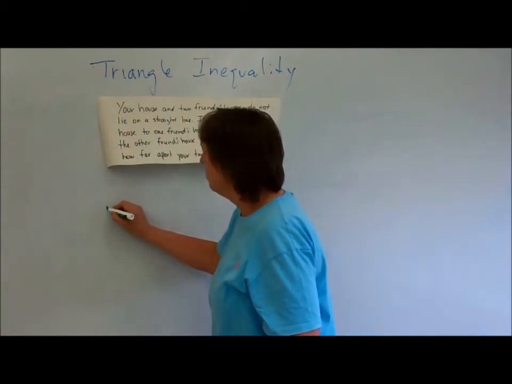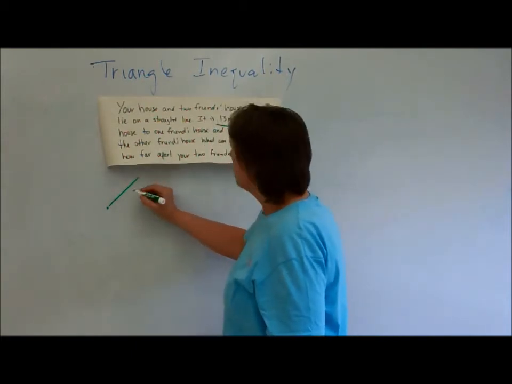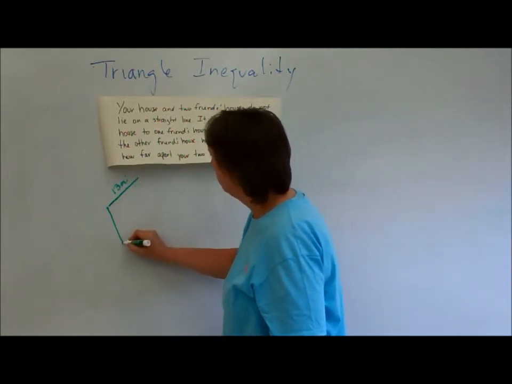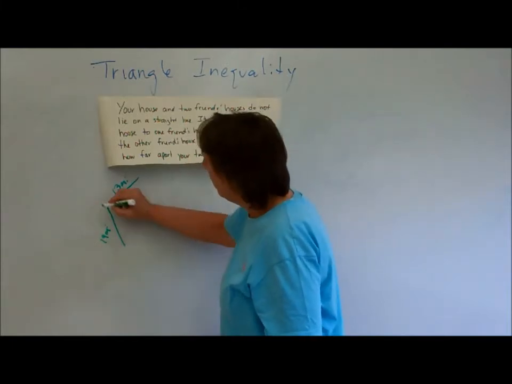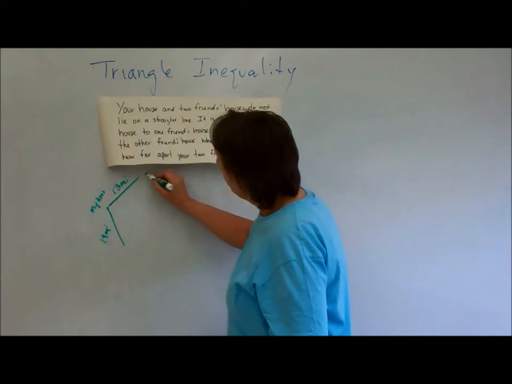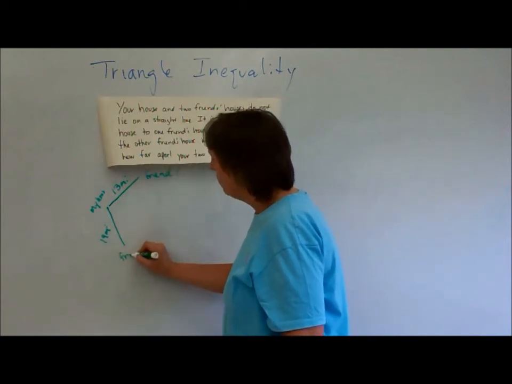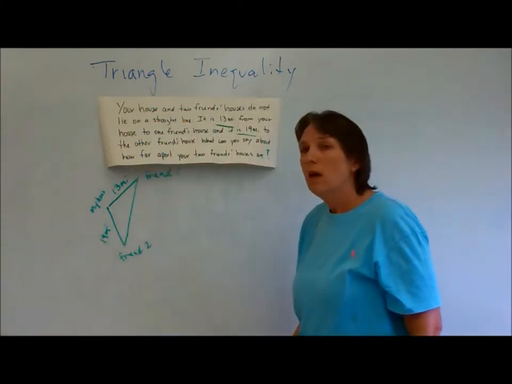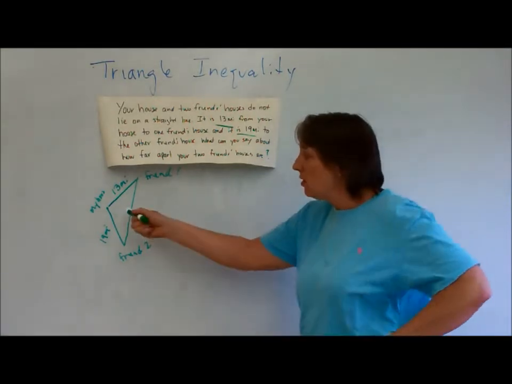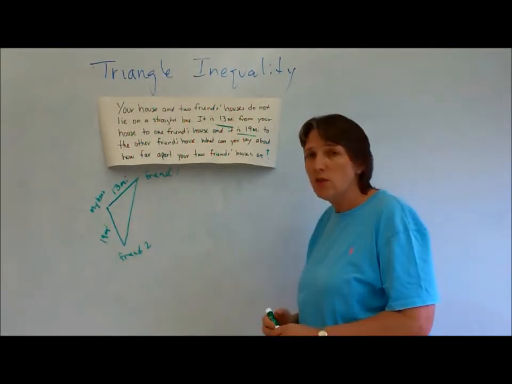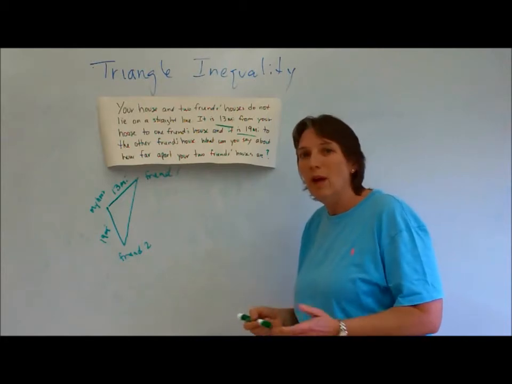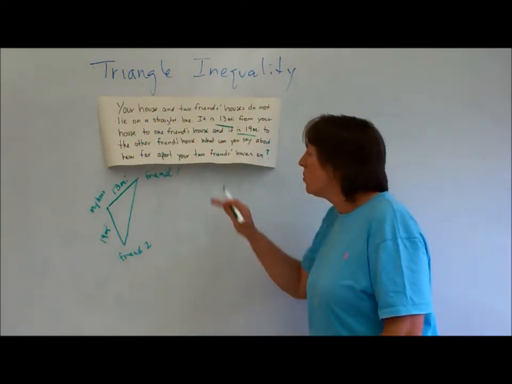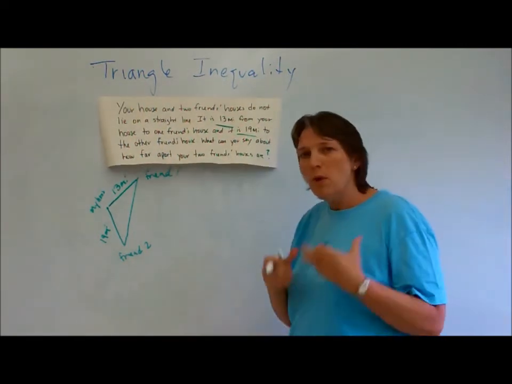Here's my house, and this way is 13 miles, and this way is 19 miles. Friend 1 and friend 2. Then we want to know the distance here. We're not going to be able to solve the distance. This isn't a right triangle. We can't assume that. It could be, but we don't know that. It doesn't give us any indication that it's a right triangle, or we'd use the Pythagorean theorem. So we have to use the triangle inequality.